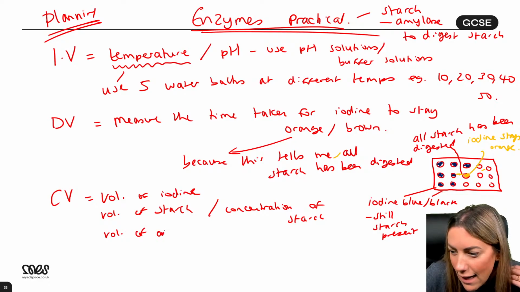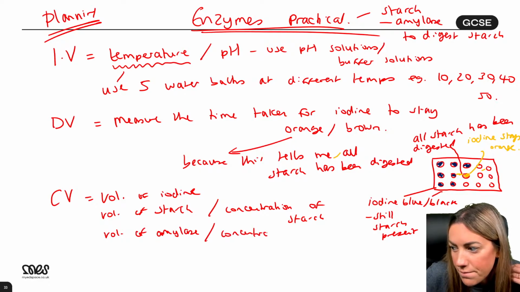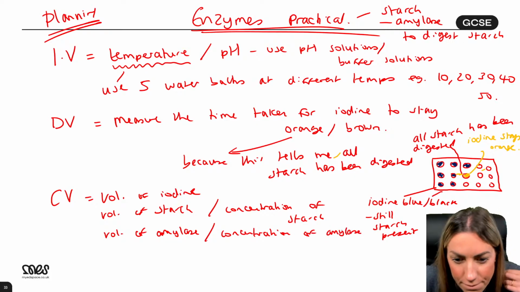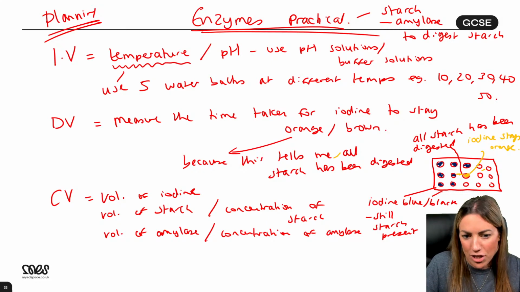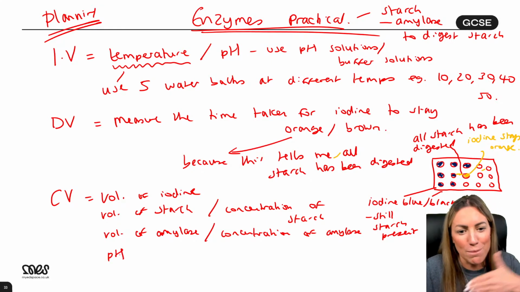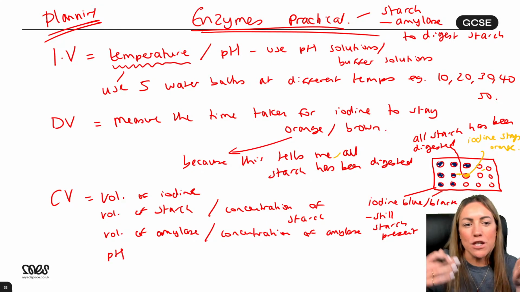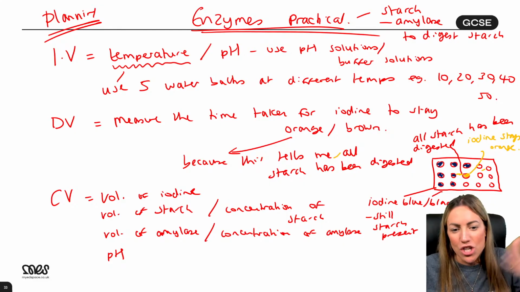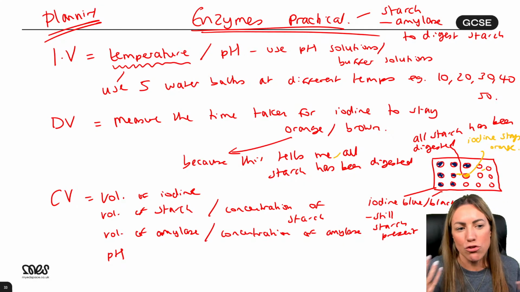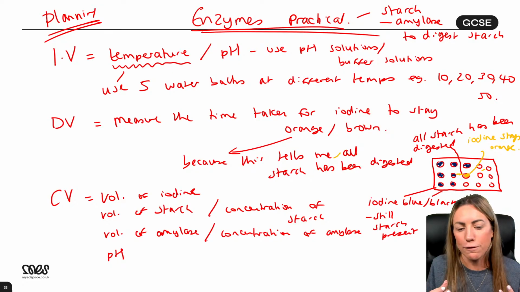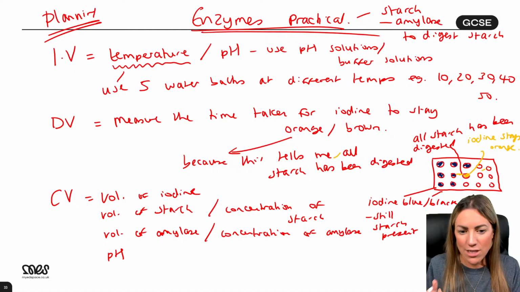Volume of amylase. You could say concentration of amylase. And then it depends what you've changed, right? If you change the temperature, you'd have to control the pH. But if you change the pH, you'd have to control the temperature. So I just find structuring it like this is so helpful to make sure that I've included everything the examiner is looking for. Have I done my IV?